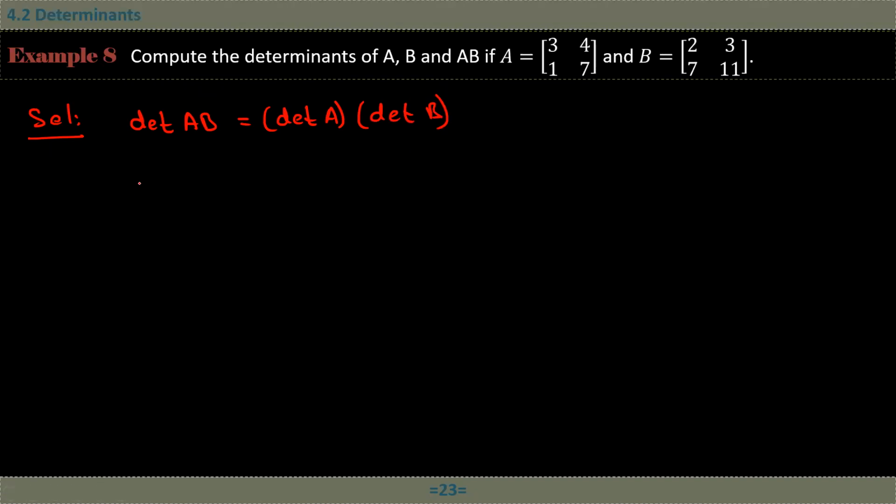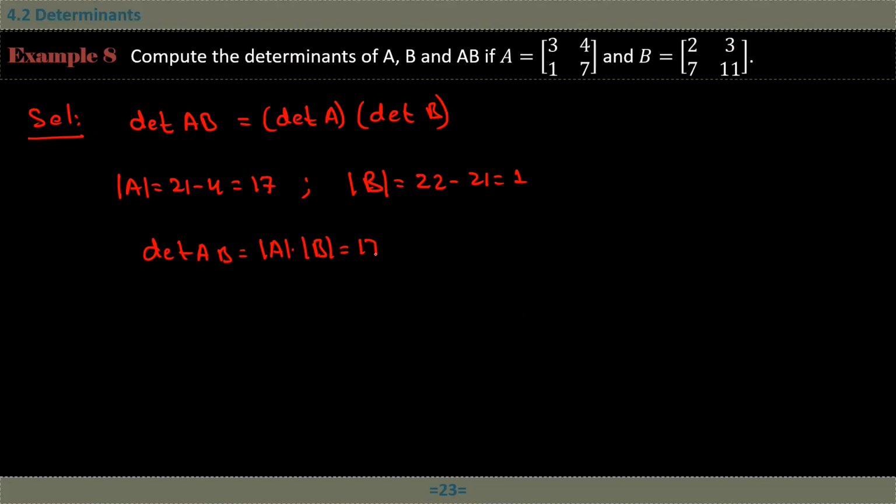Now, what is the determinant of A? It equals 3 times 7, 21, minus 4 times 1, which is 4, so it is 17. And the determinant of B? 2 times 11, 22, minus 3 times 7, 21, which equals 1. So if you want the determinant of AB, we don't have to multiply and calculate the matrix again. It's just the determinant of A times the determinant of B, which is 17 times 1, equal to 17.